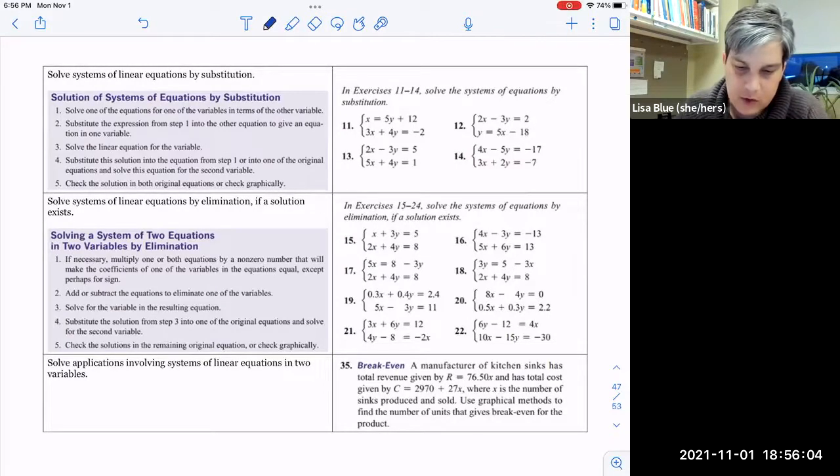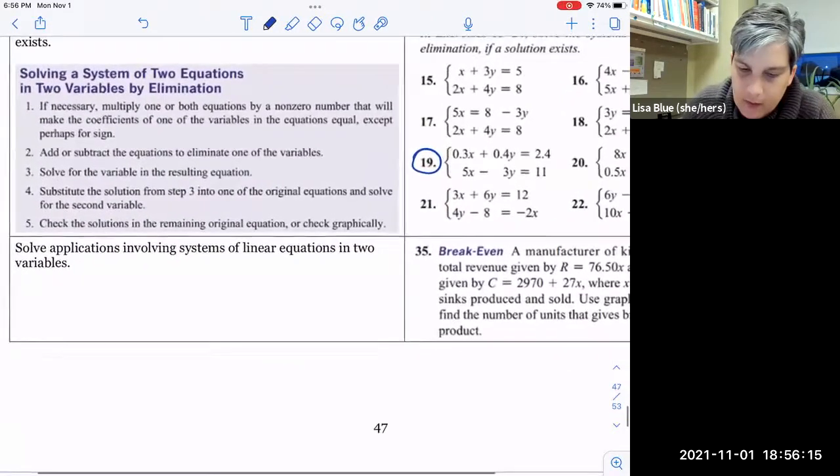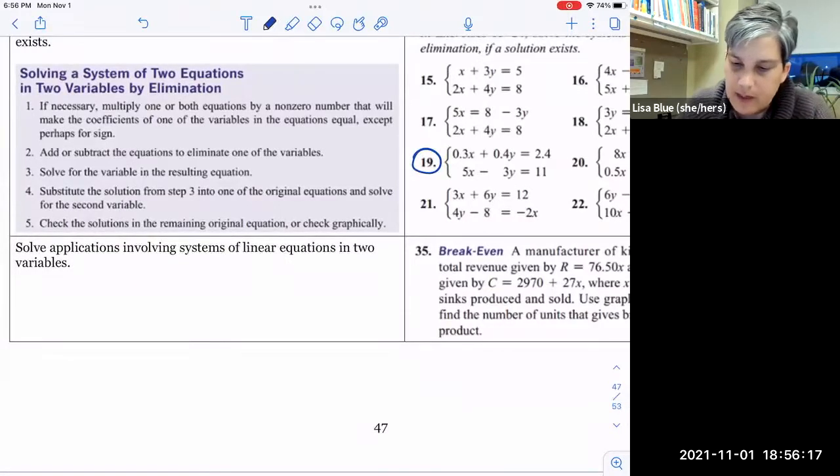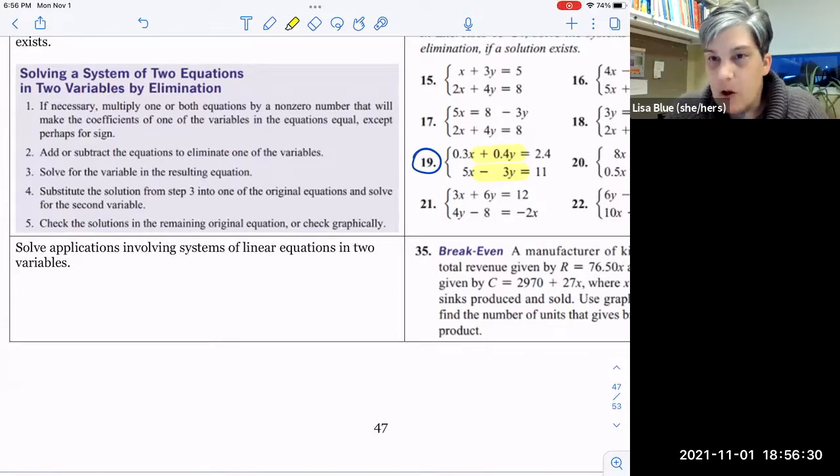We can solve by substitution. We can solve by elimination. This one was tripping students up just because it's pretty involved. If we take 19 and we want to solve by elimination, we want to look for the terms that have a positive and a negative in front of them. If we can multiply the smaller number by some constant so that the size of these is the same, then we can add these two equations together and get them to cancel out.